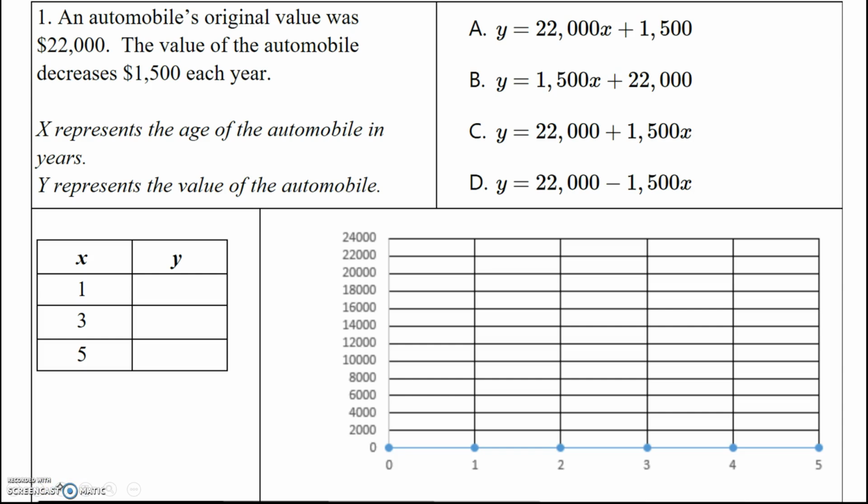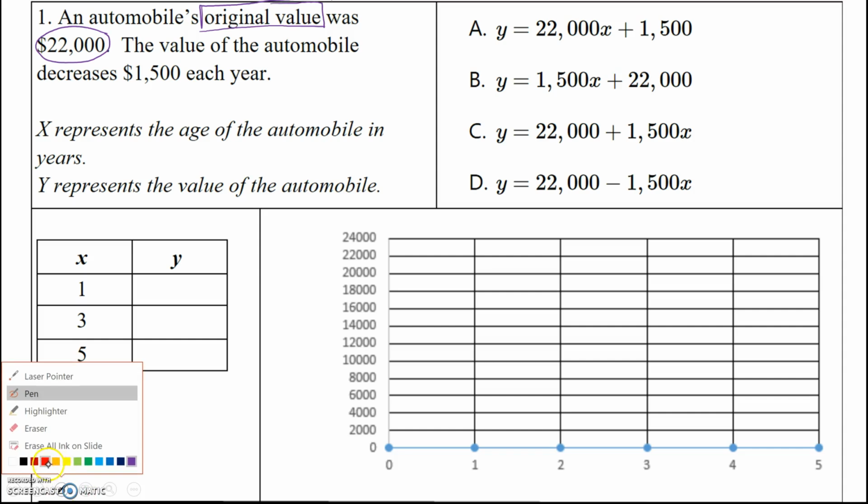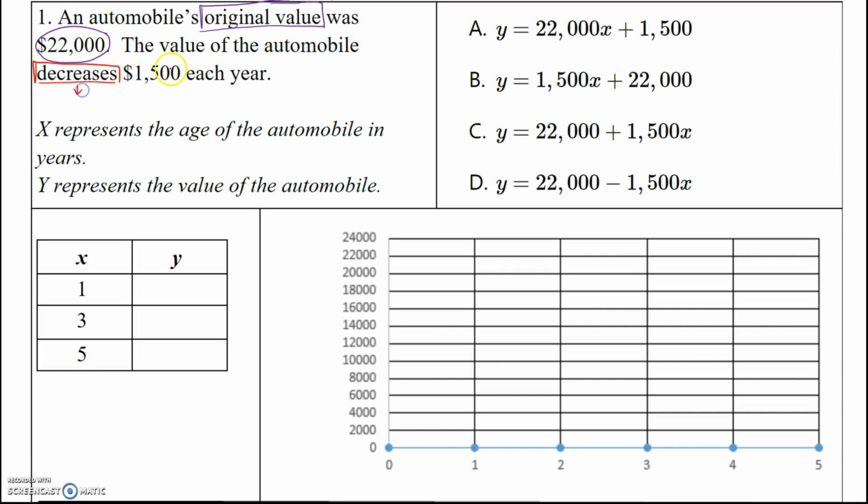So this first scenario says an automobile's original value was $22,000. The value of the automobile decreases $1,500 each year. Okay, so I am going to start here with, it says the automobile's original value. So if you think about what I just said, original value was $22,000. And then it says the value of the automobile decreases, right? So that goes down $1,500 each year.